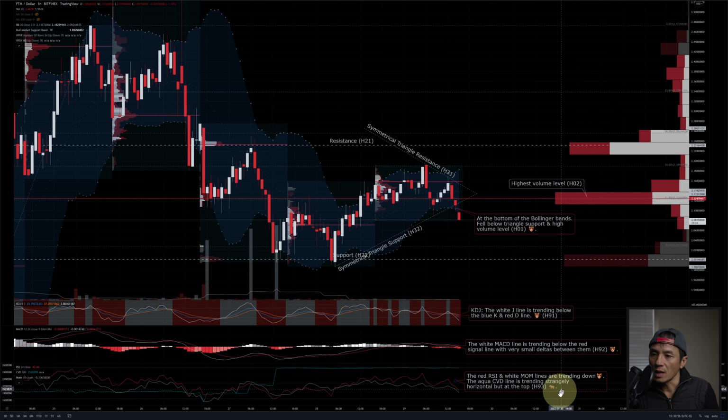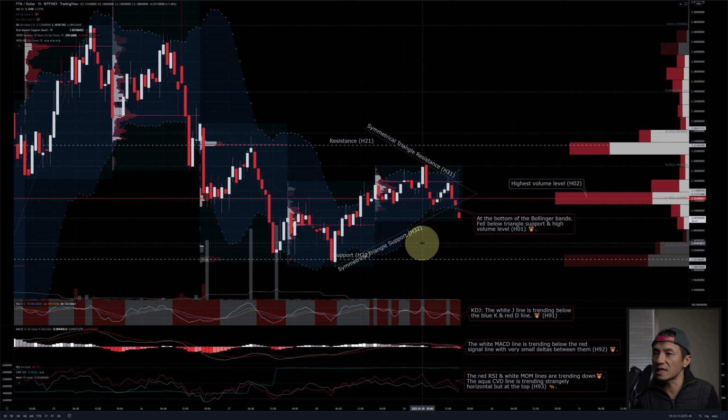So let's go down to the red RSI and the white momentum, the MOM lines, which are turning down. Here's the red line. Here's the white line. They're turning down in the past few hours. Remember, on the hourly chart, the changes can happen so fast. When you see these indicators, it's hour by hour, or two hours by two hours, something like that.